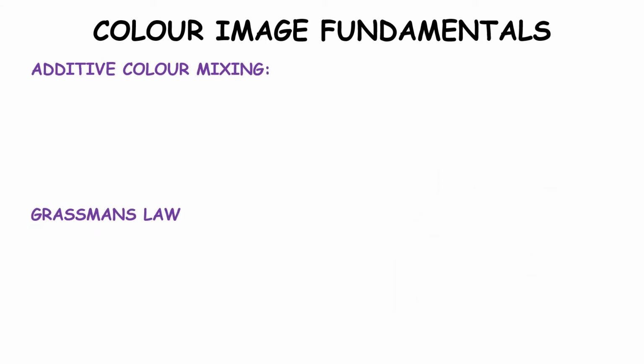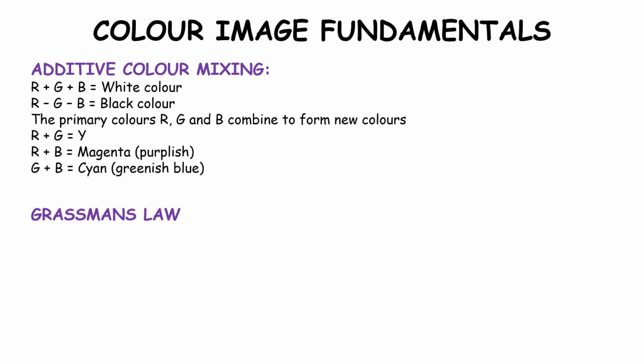Now majorly we need to know these two laws. The first is the additive color mixing and the second one is Grassmann's law. In additive color mixing, in order to generate suitable color signals, it is necessary to know the definite ratio in which red, green and blue combine to form new colors. Since R, G and B can be mixed to create any color including white, these are called primary colors. Now this is how we do it.